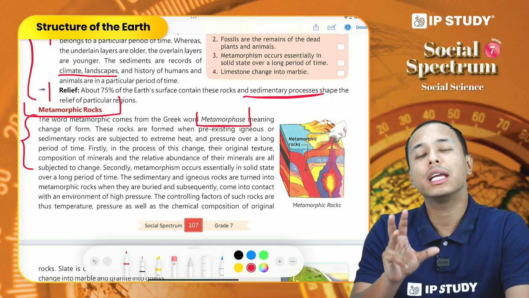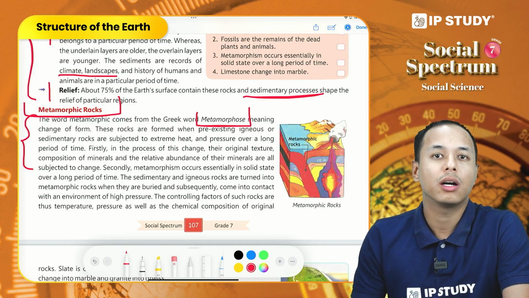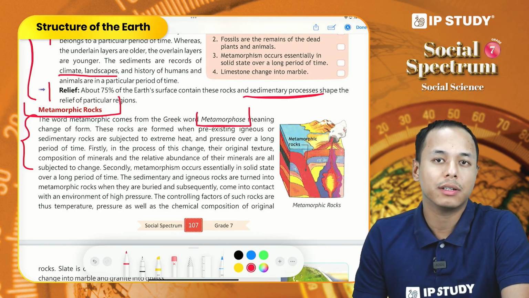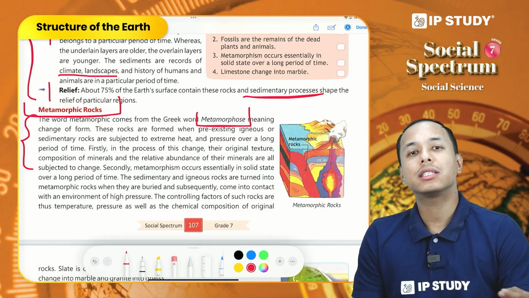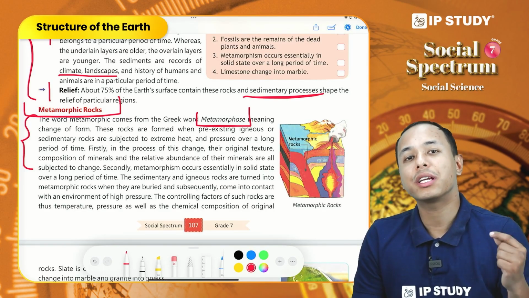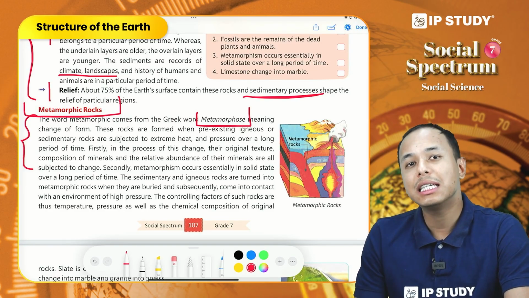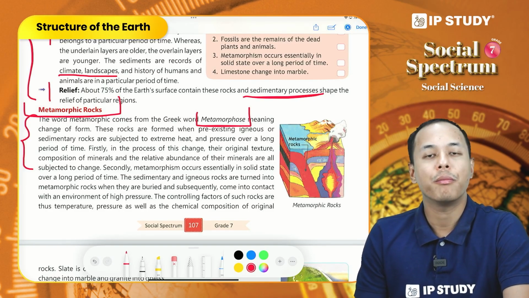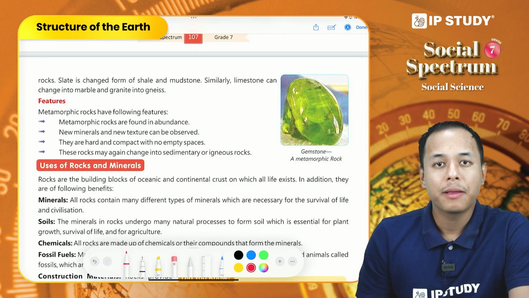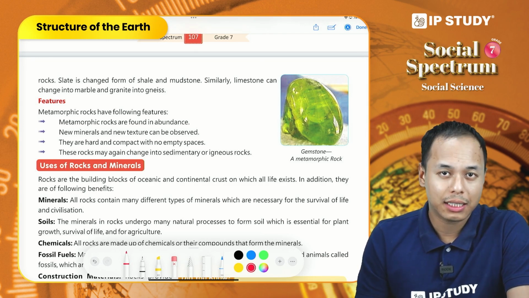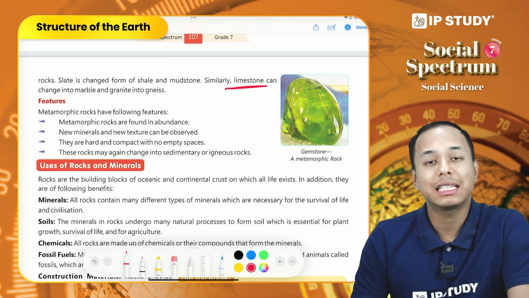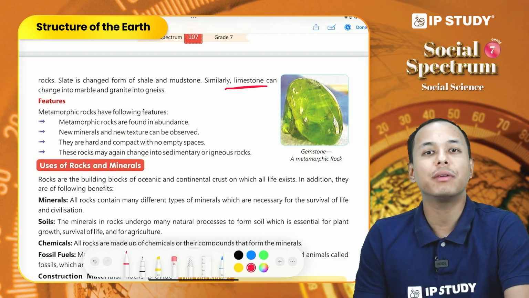That is, when igneous or sedimentary rocks are buried deep inside the Earth's surface and they reach the extreme heat or pressure environment, this environment changes these igneous or sedimentary rocks into metamorphic rock. For example, shale changes into slate or limestone changes into marble because of extreme heat and pressure.